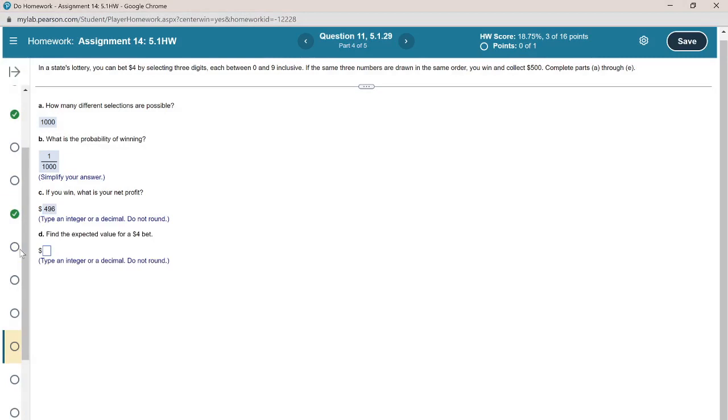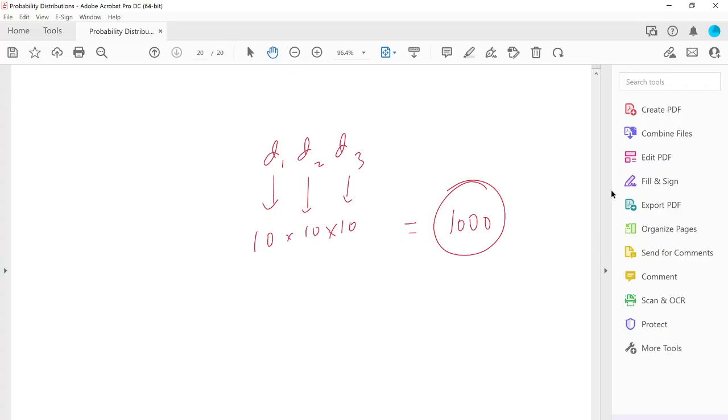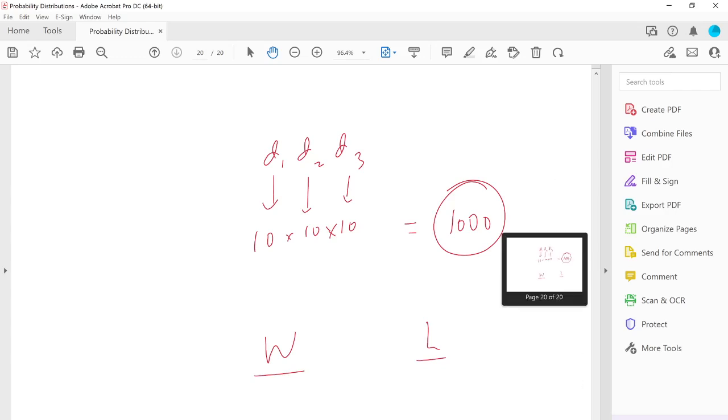Now this is the most important question here. Find the expected value for a $4 bet. Remember, the expected value is the mean of all the different outcomes. There are 2 different outcomes, winning and losing. If you win, you make $496, and if you lose, you lose $4. Losing means negative, you are losing the money, so that's why it's -4. If you win, you win $496.